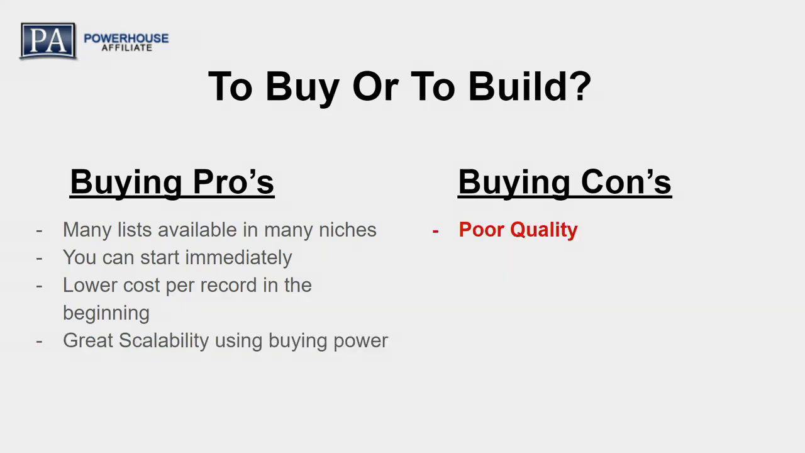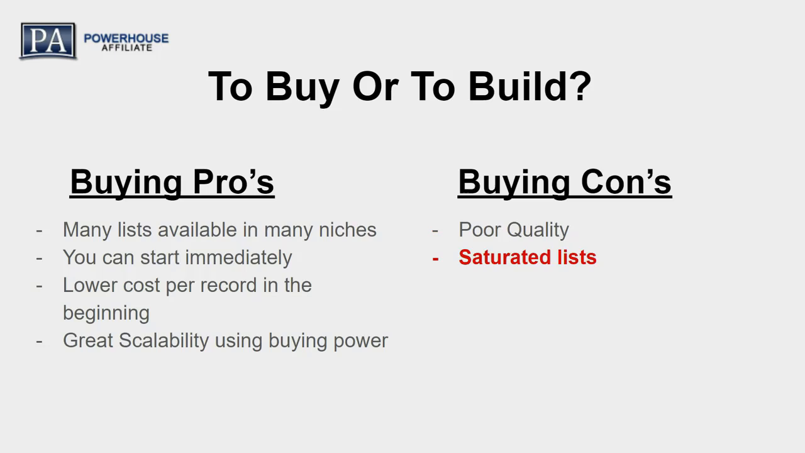Now, let's look at some of the cons. Poor quality. You have no idea how these records were collected, whether it was through a great opt-in page, whether it was even related to your niche. When you're buying, you're really rolling the dice, and 9 times out of 10, you're going to end up with poor quality. You're going to get saturated lists.